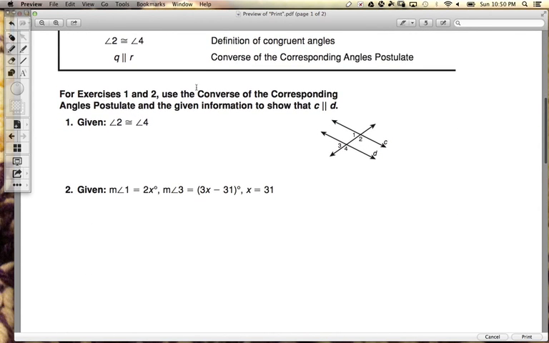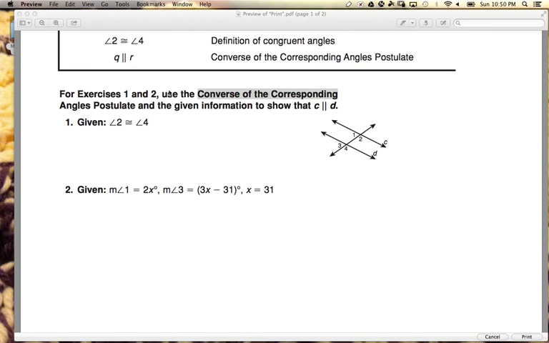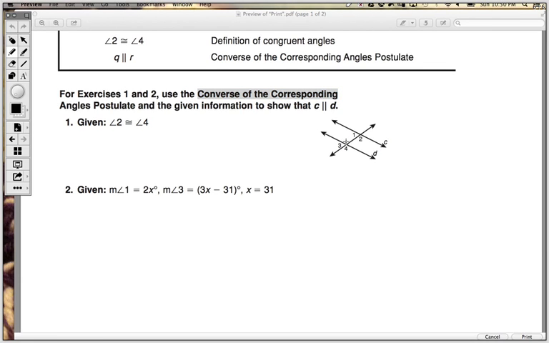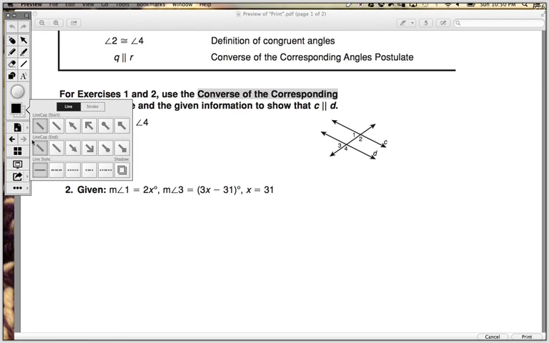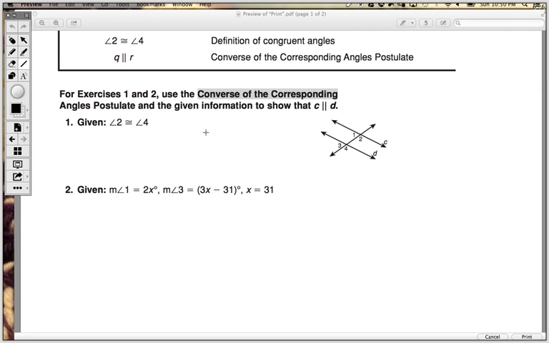It says for exercises 1 and 2, use the converse of corresponding. So they're telling us where we're going to go with it, but we have to kind of set up the template here. So let's make sure we got straight lines. Cool. So I'm going to do just a simple two-column proof that we've been working with. So first, we got our statements and then our reasons that match them.